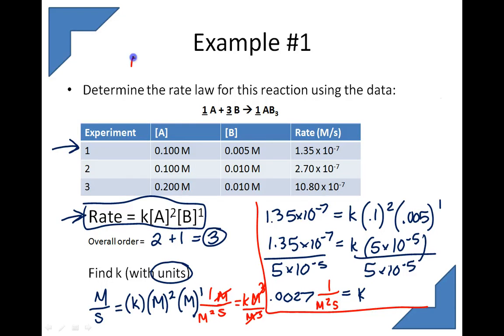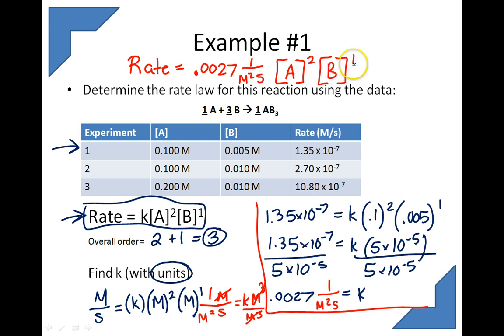So the rate law expression for this reaction would be rate equals K, which we just found the value of, 0.0027, and the units are 1 over M squared seconds, times A's concentration to the second, times B's concentration to the first.